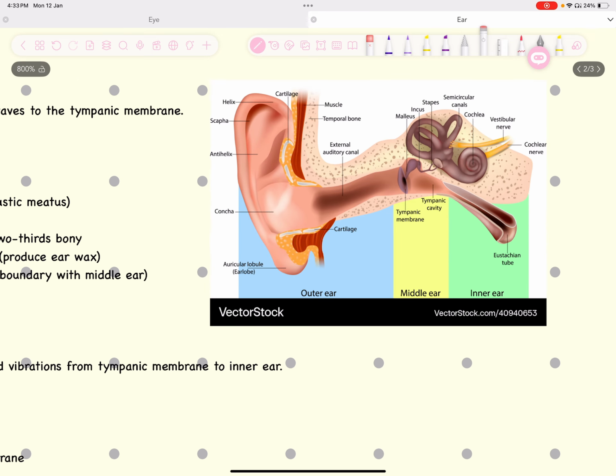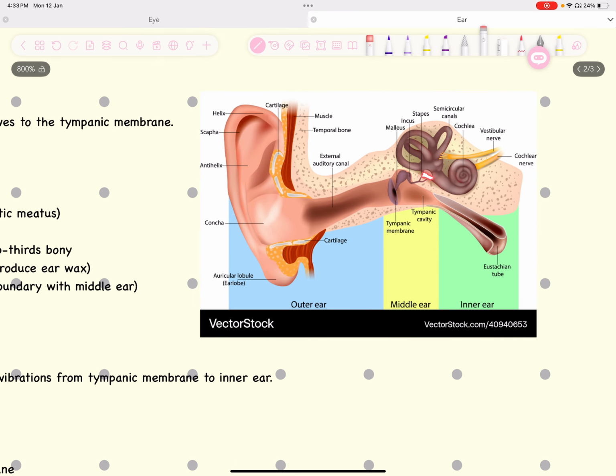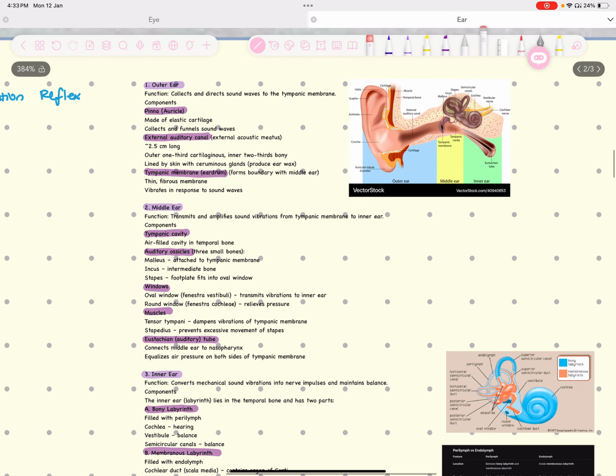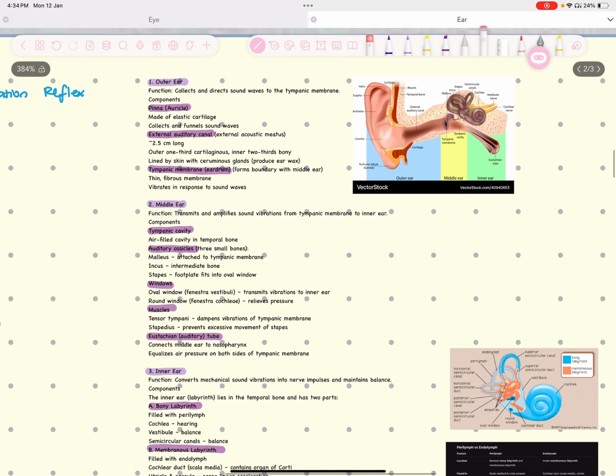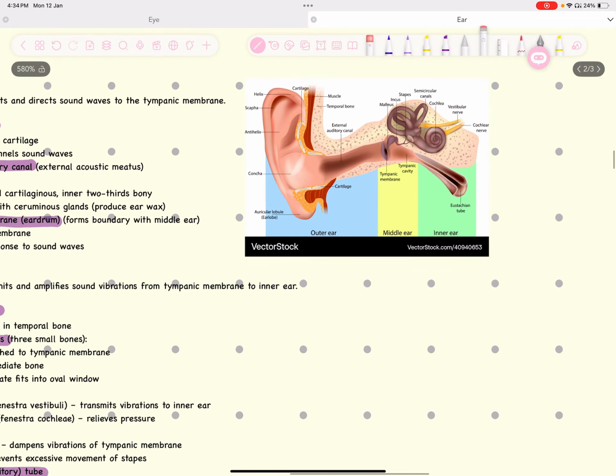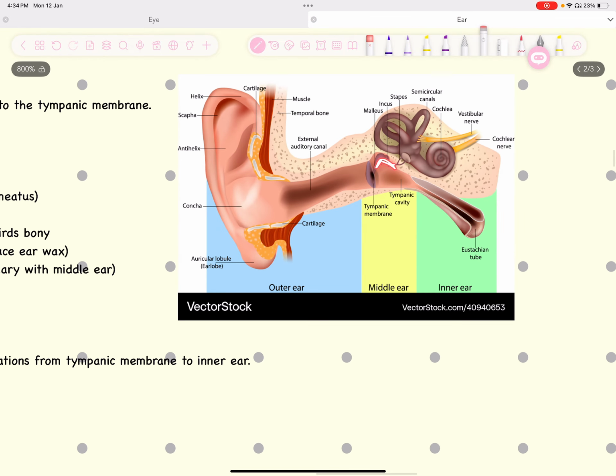And stapes footplate, it articulates with the oval window of the labyrinth, right? With the cochlea, you can say oval window of the membranous labyrinth of the cochlea. Yes, membranous. Okay. So oval window. After this, these are the auditory ossicles, right? You also have a few ligaments.